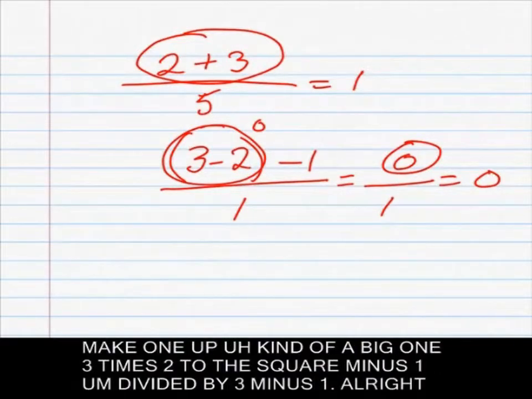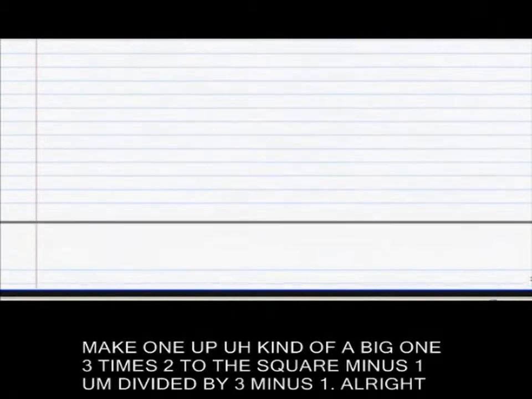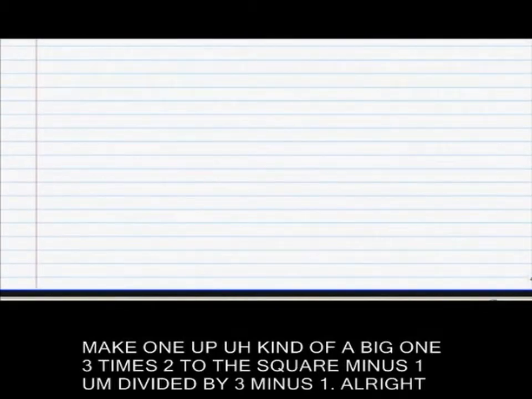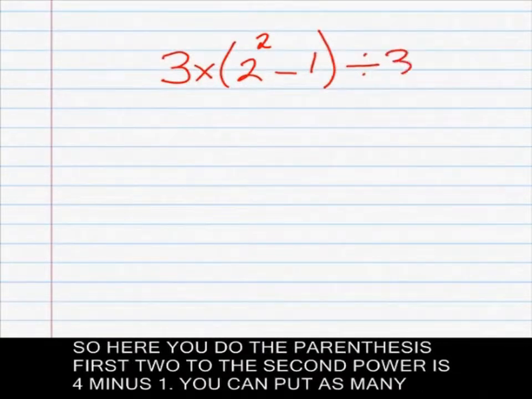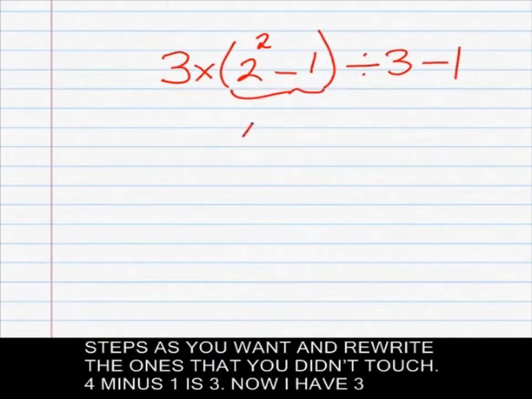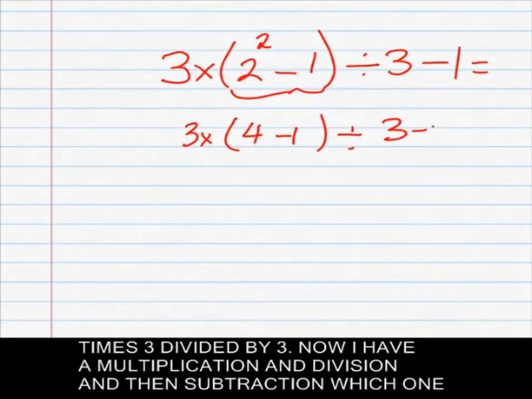Let's make one up, kind of a big one. 3 times 2 to the square minus 1, divided by 3 minus 1. Alright, so here you do the parentheses first. 2 to the second power is 4, minus 1. You can put as many steps as you want and rewrite the ones that you didn't touch. 4 minus 1 is 3. Now I have 3 times 3 divided by 3.